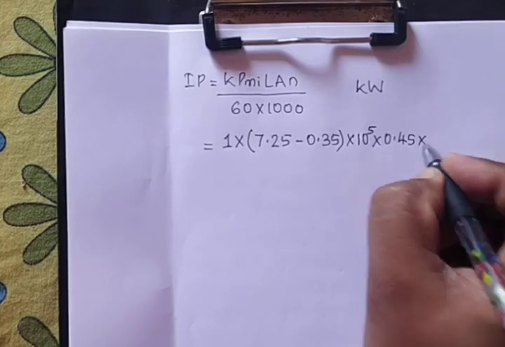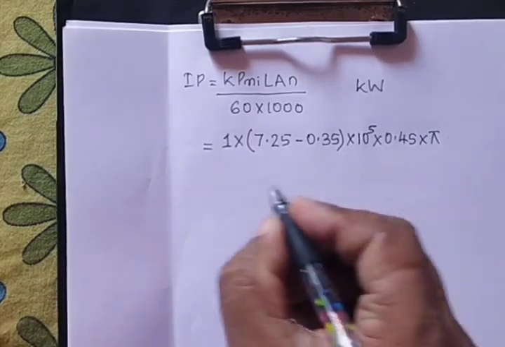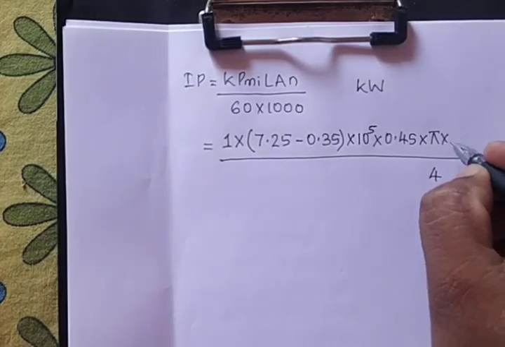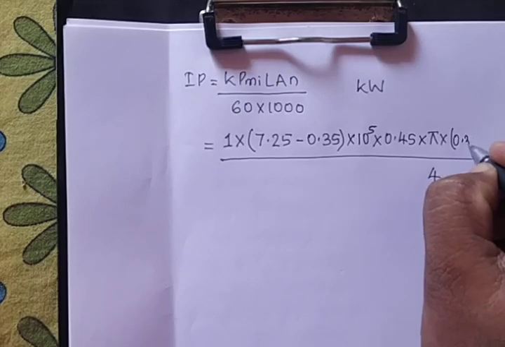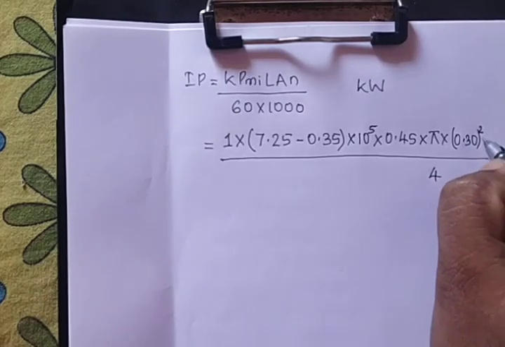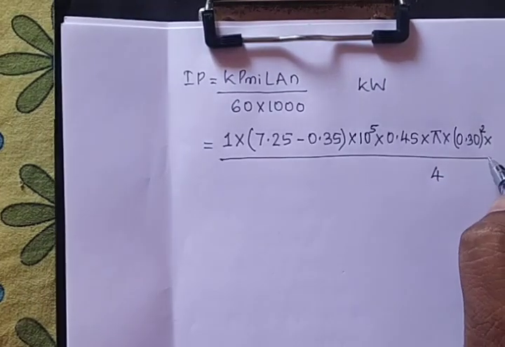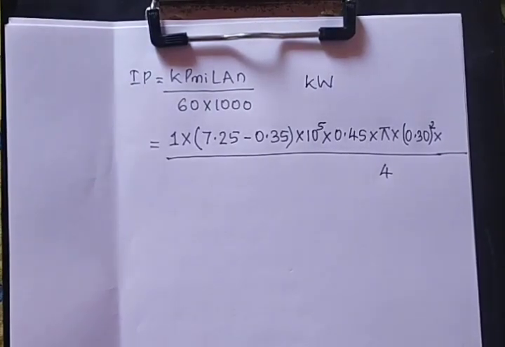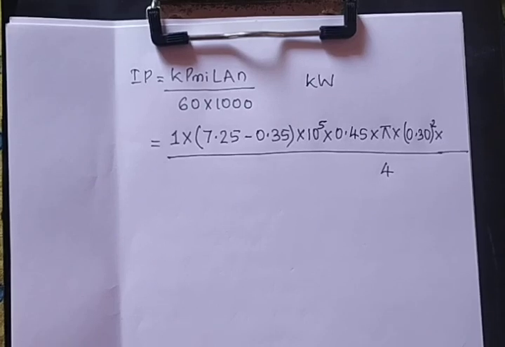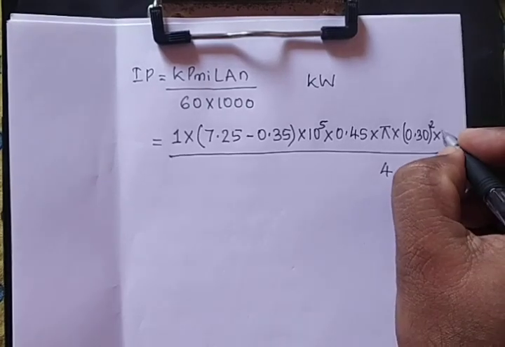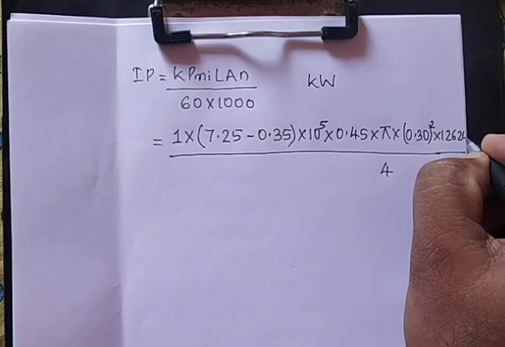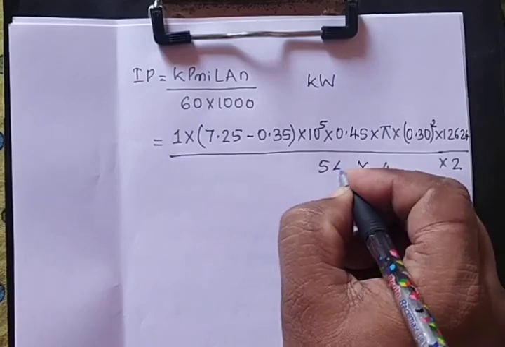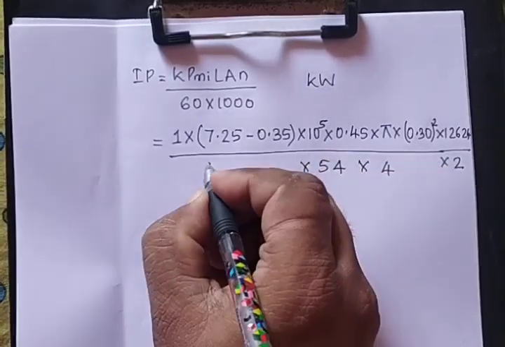0.45 into diameter pi by 4 D square. So diameter is given is 30, that is 0.3 square into N. N is given to us, speed is given in the problem. The value of speed given in the problem is 12624 divided by 2 into 54, because we are conducting this trial for 54 minutes.